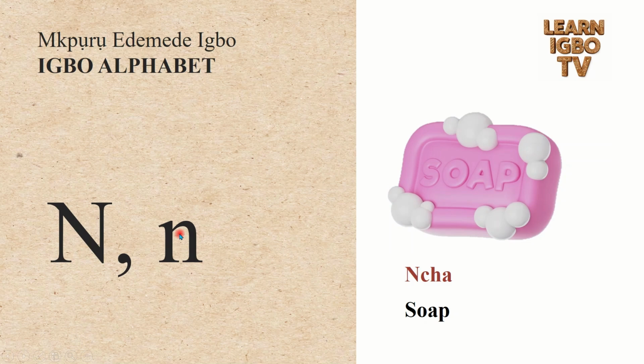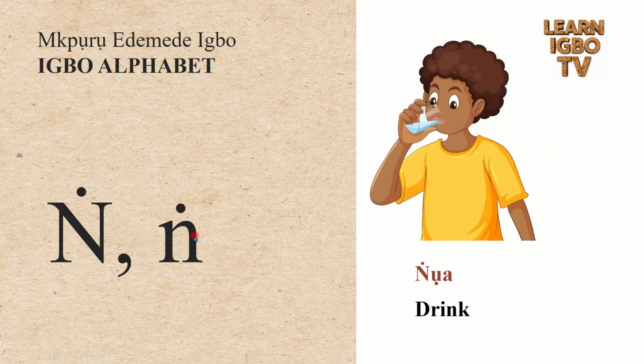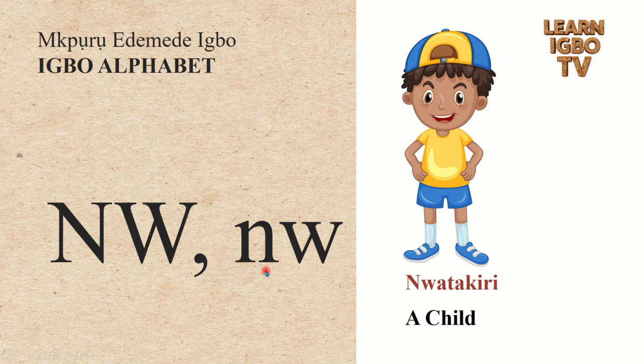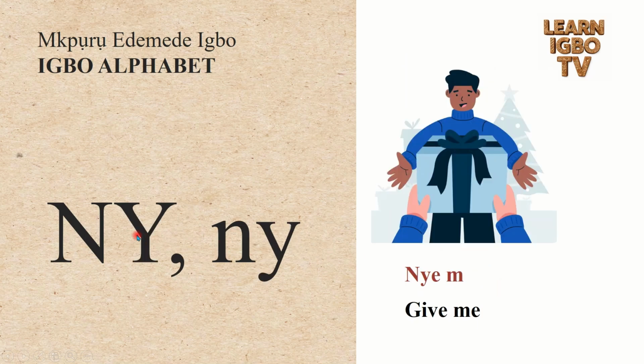Ne for ncha. Nge for nwa. Nwe for nwatakịrị. Nye for nyem.